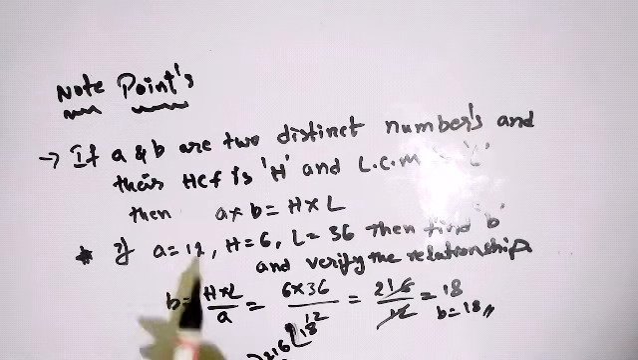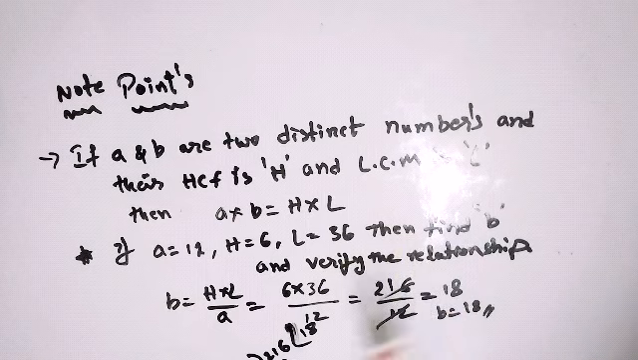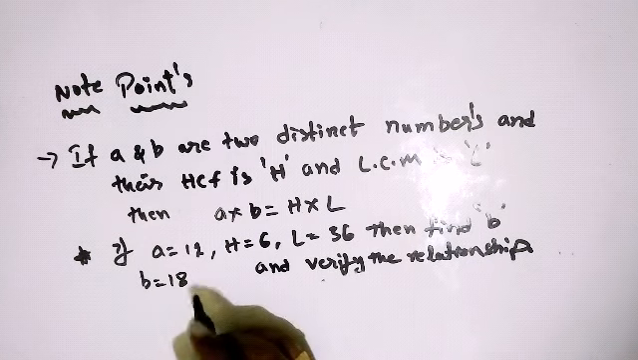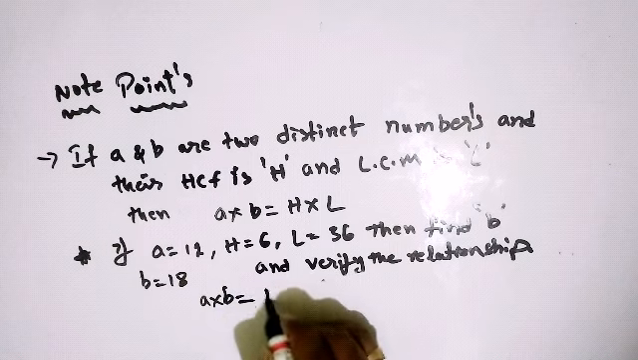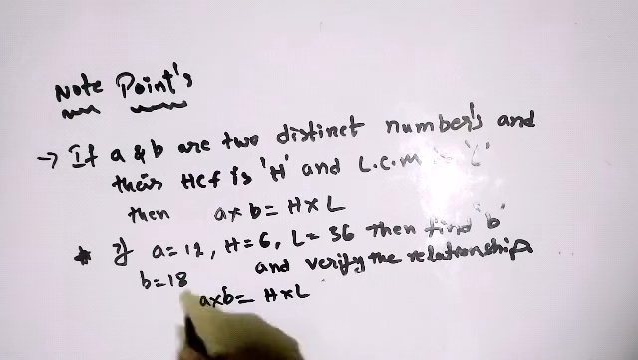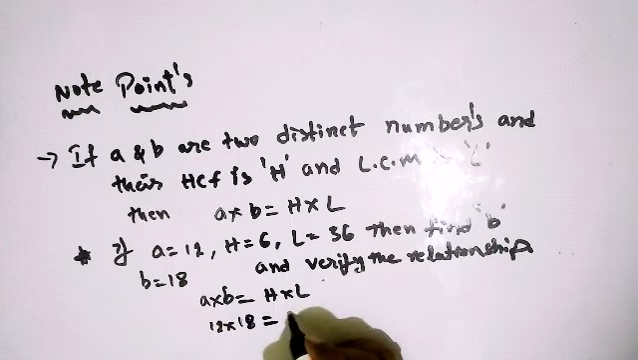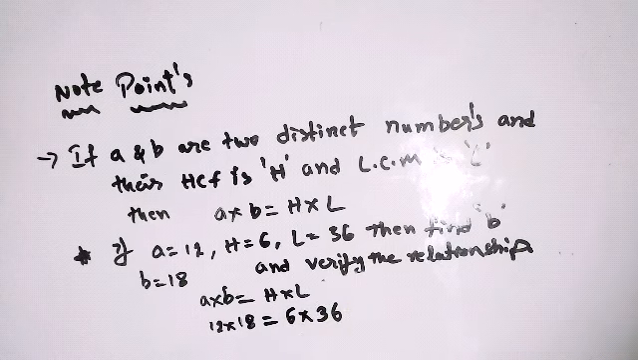Now we have A equal to 12, B equal to 18, H equal to 6, L is equal to 36. After finding B, we verify the relationship between A, B, H and L. Let me check the relationship. The product of two numbers is H into L. So for two numbers A and B, we have A into B is equal to H into L. Substitute A equal to 12 and B equal to 18; H is 6 into 36.